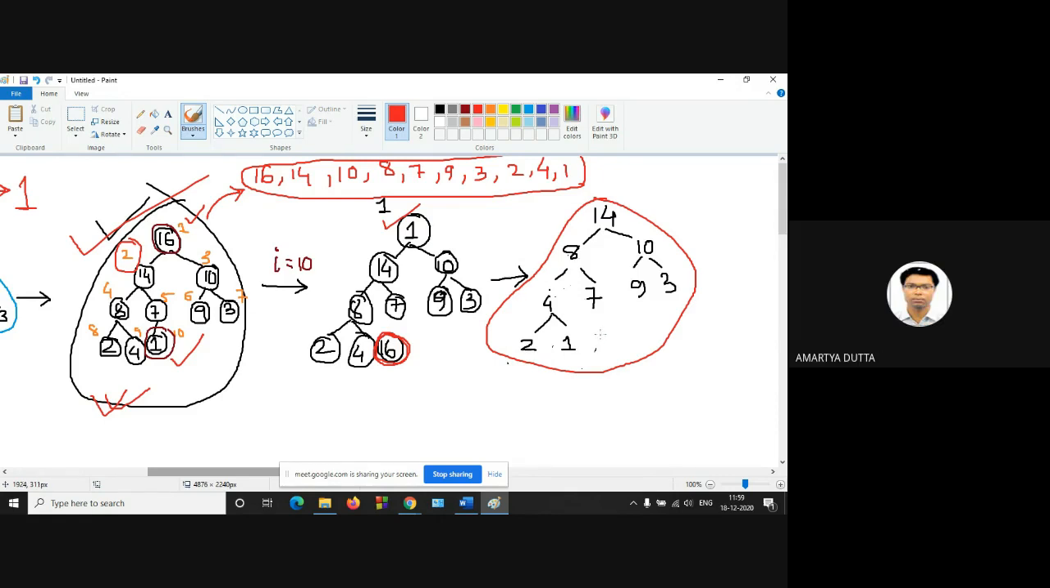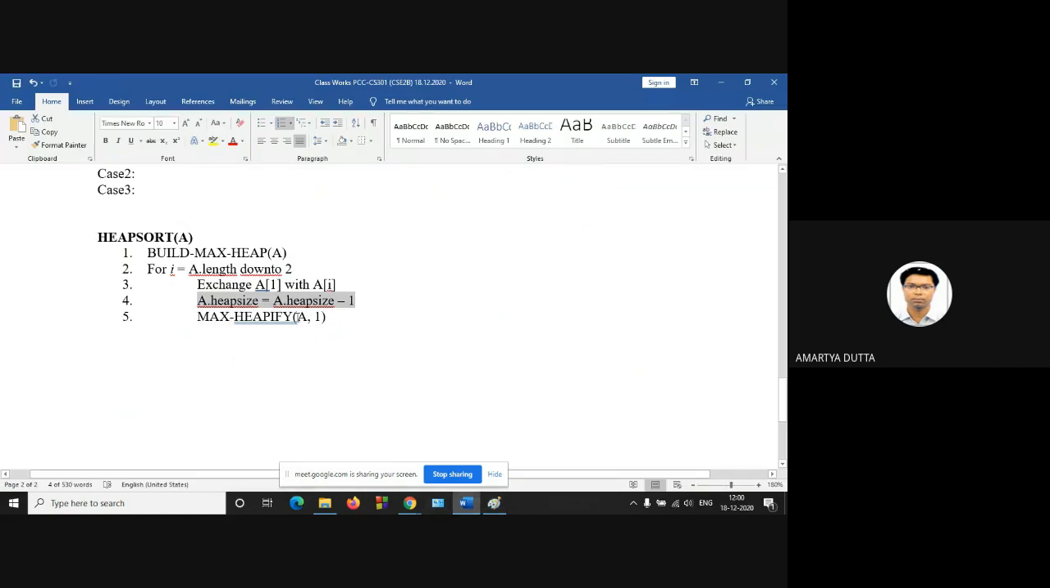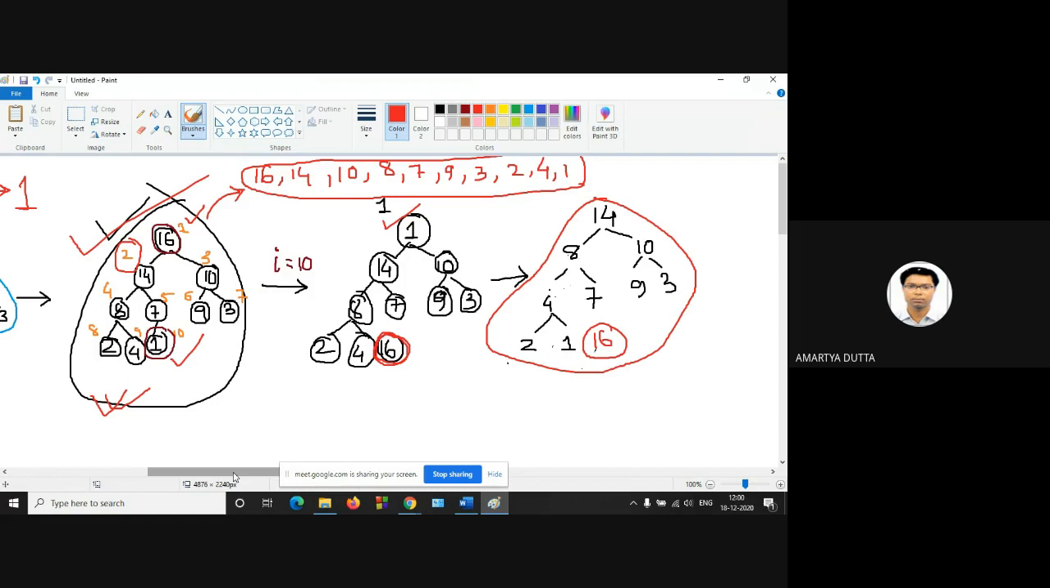Is it clear? Yes, sir. So 16 is there, but it is a dangling one. Now again, these three lines are executed. Now for i equal to a.length, the new a.length is 9. This is 1, 2, 3, 4, 5, 6, 7, 8, 9. So the new a.length is 9.